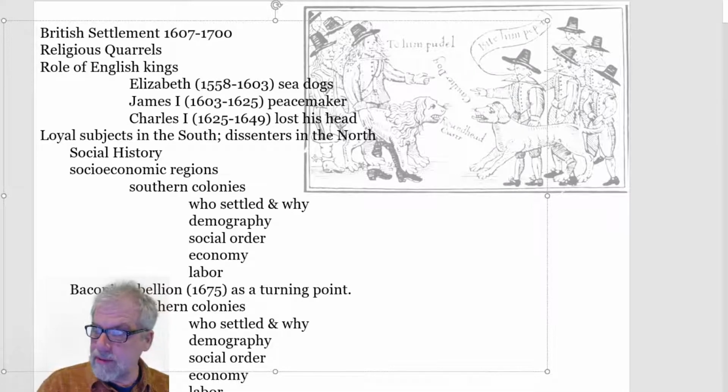So this is an image from the English Civil War. If you look on the left here, we've got one group of people, and the right is another. What are different about the two people?